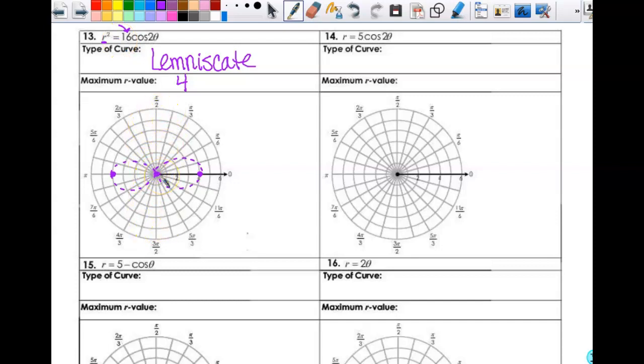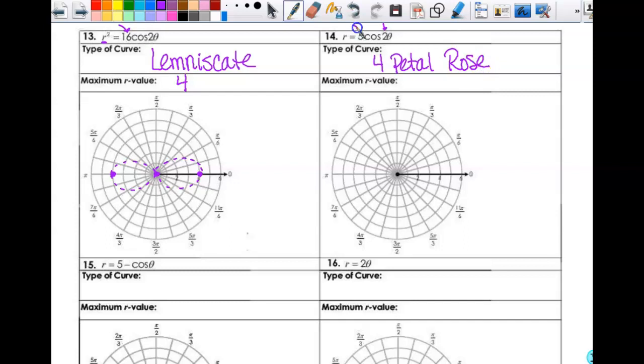Okay. All right, so then I look at number 14. No R squared, so it's not a lemniscate. I don't have a plus or minus, it's not a limaçon. This falls in the rose category. This is an even number, so I double it to get the number of petals. So this is a 4-petal rose.